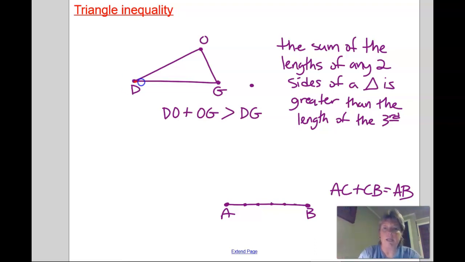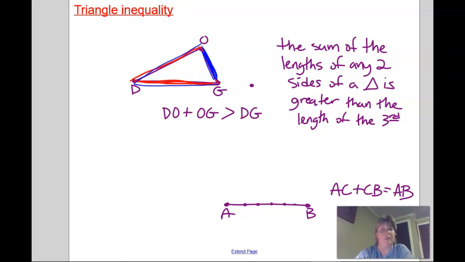If I walk directly from D to G, that is going to be the shortest distance, which means that if I add up that distance plus that distance, it has to be bigger than the distance directly from D to G. And the same is true for any of the other 2 sides. Right? If I go from O to G, that's the shortest way to get there. If I go from O to D and then D to G, so if I add up this side plus this side, that's going to be a longer distance than walking directly from O to G.